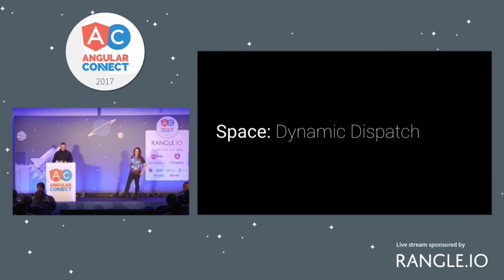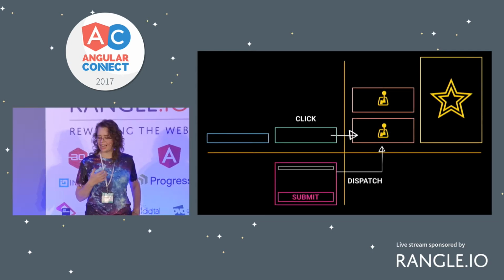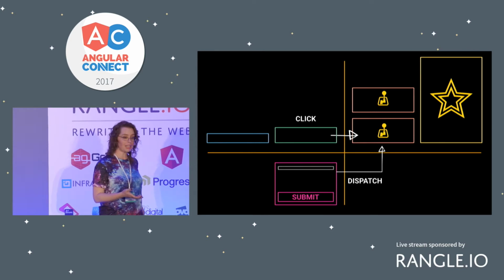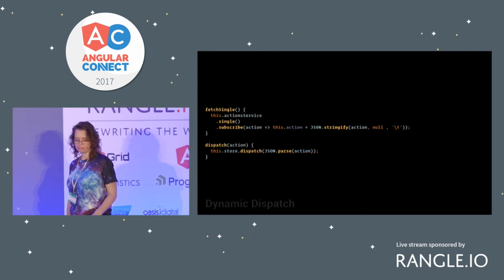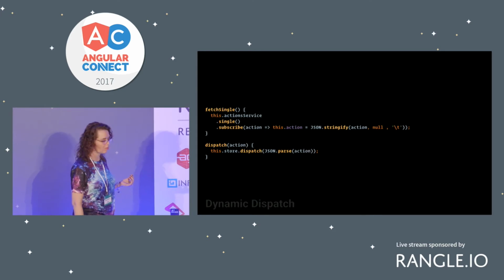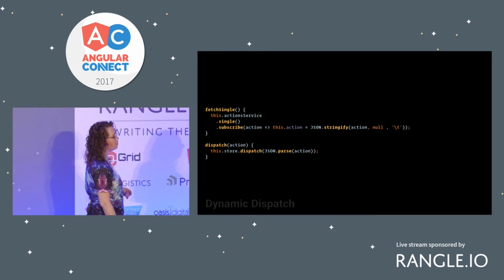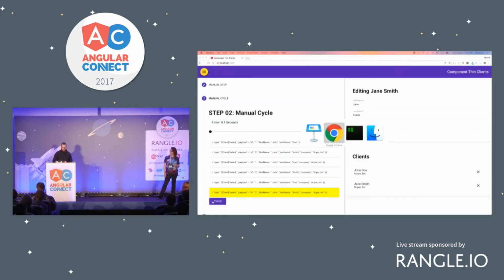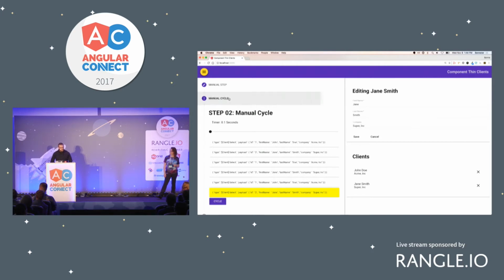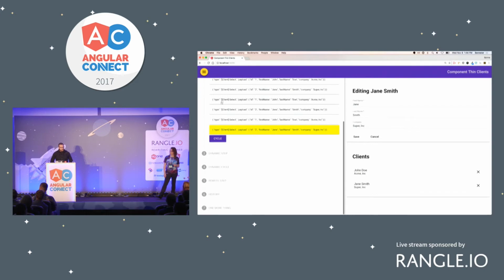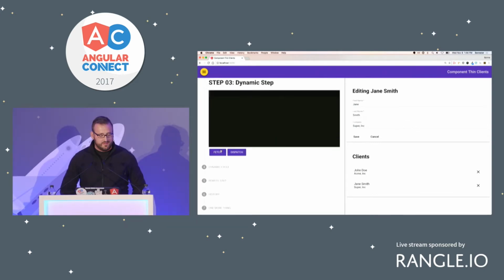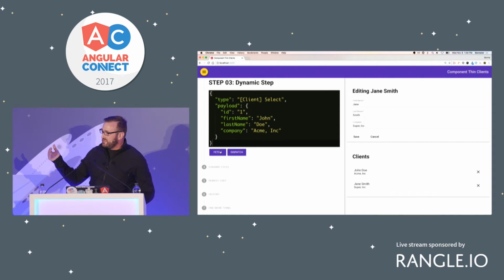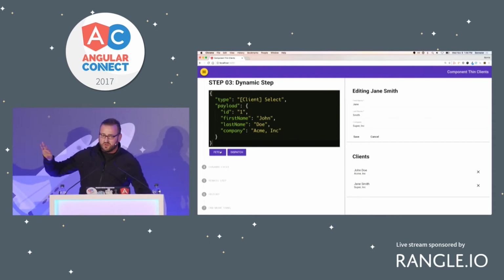So dynamic dispatch is similar to manual dispatch, except that we want to show that actions can come from anywhere, and space becomes even more irrelevant. So in this fetch single function, we're getting an action from a service, and then we just dispatch it like we did before. All right, so I'm fetching an action from a REST endpoint. So this is actually from somewhere else.